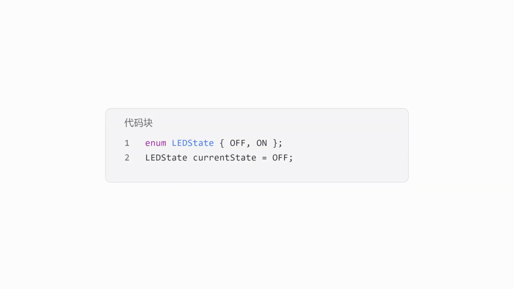Here's a simple example. In this code, off corresponds to the integer 0. On corresponds to the integer 1. This way, when we write current state equals off, in the program, it is immediately clear that the light is off, rather than having to guess what current state equals 1 means. In fact, many common terms we use in Arduino, such as input, output, low, and high, are also defined in a similar way using enumerations, although these details are hidden in the underlying system.